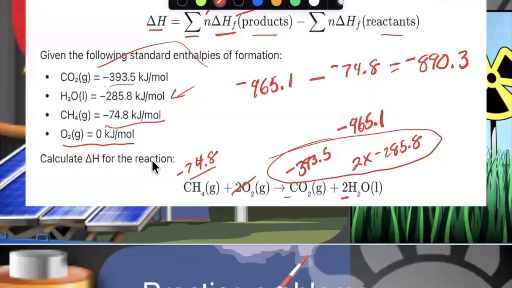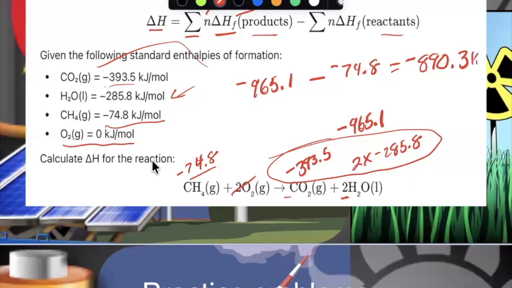All right, so final minus initial, I got CO2, that's negative 393.5 plus parentheses 2 times negative 285.8, close parentheses, negative 965.1, perfect, minus 1 mole of CH4, which is negative 74.8, which equals negative 890. Okay, confirmed. So that is the correct answer.